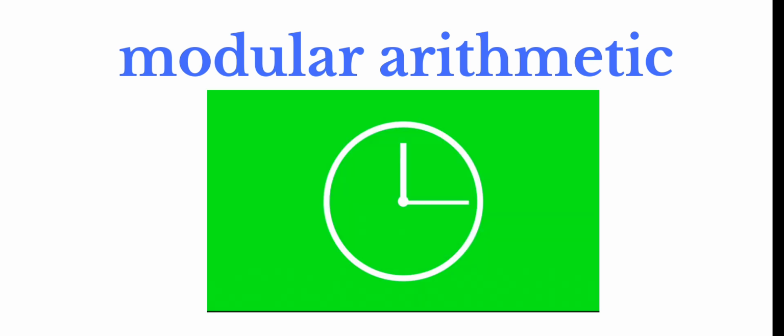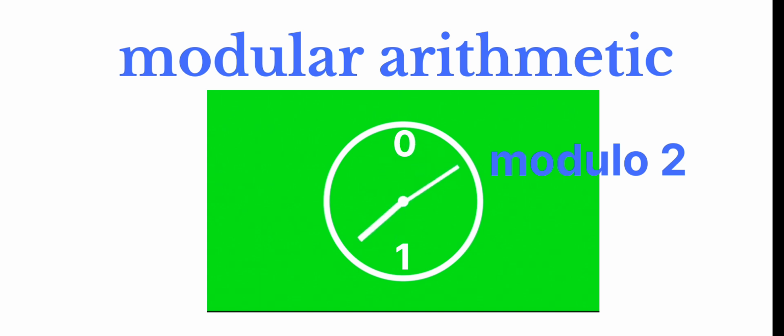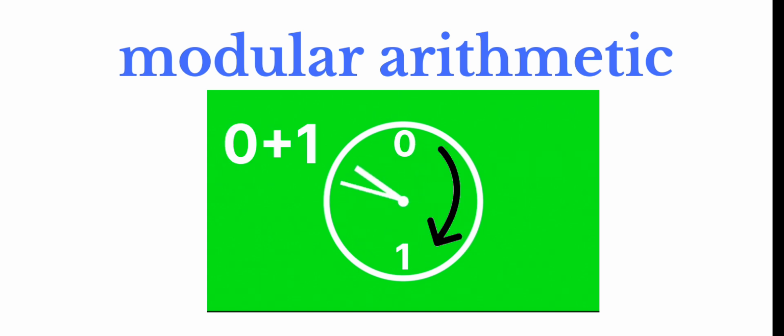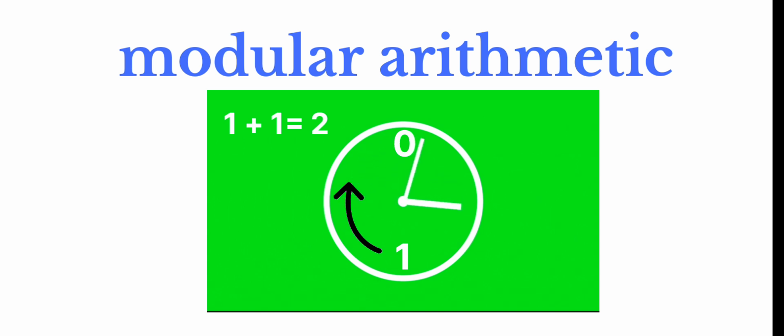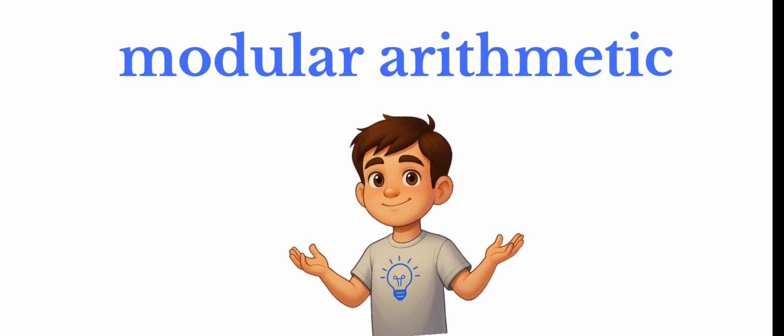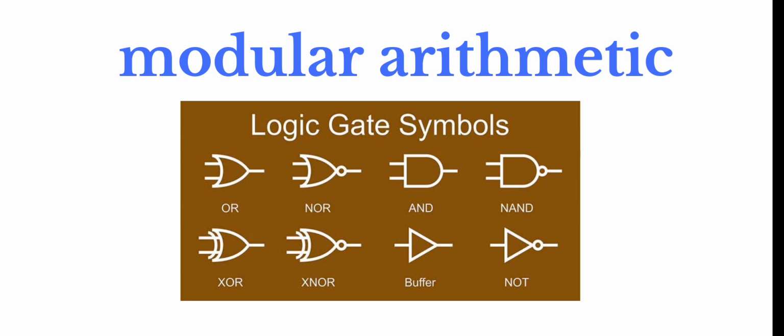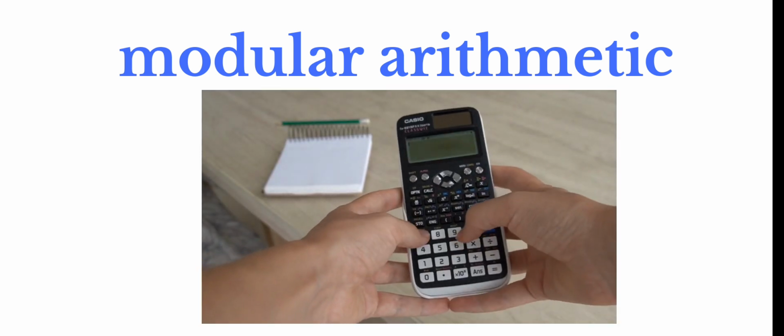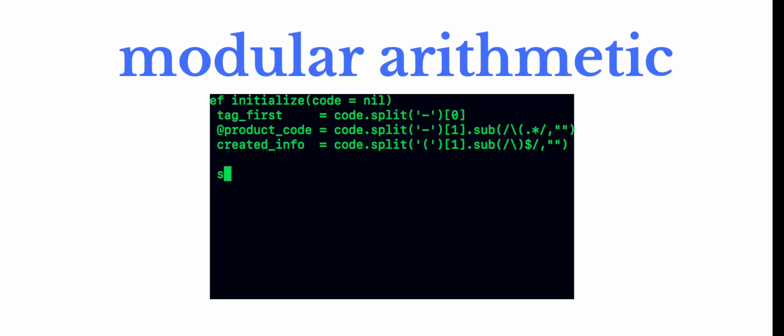Now, let's imagine a clock with only 2 numbers on it, 0 and 1. This is called modulo 2. We start at 0, we add 1. Now, we add 1 again. 1 plus 1 equals 2. But there is no 2 on this clock. We wrap all the way back around to 0. This system, 1 plus 1 equals 0, isn't just a party trick. It's the basis for the XOR logic gate, which is used in everything from simple calculators to complex data encryption.